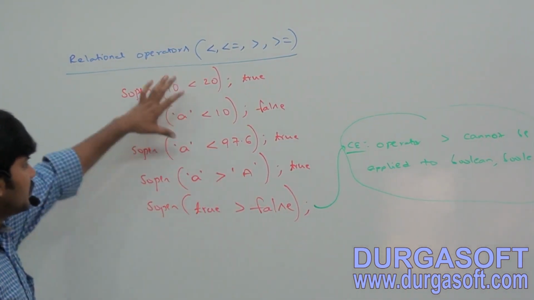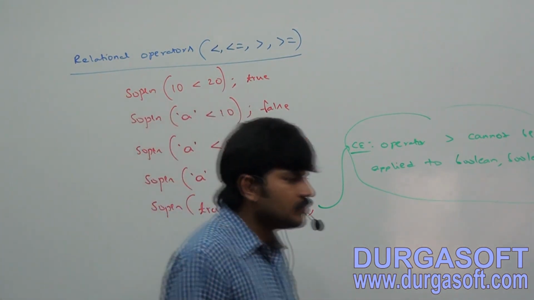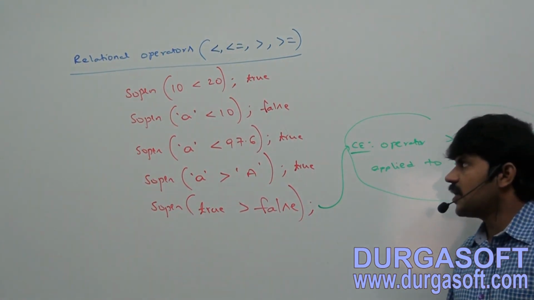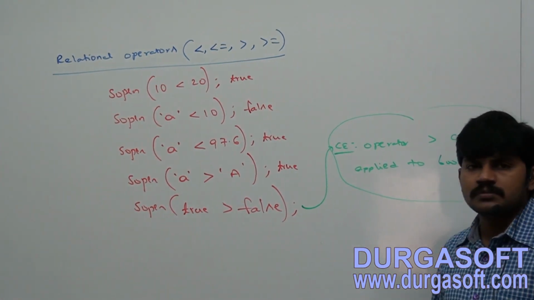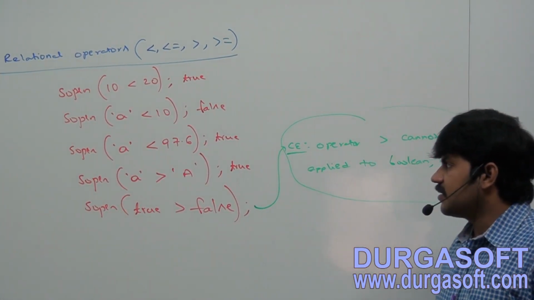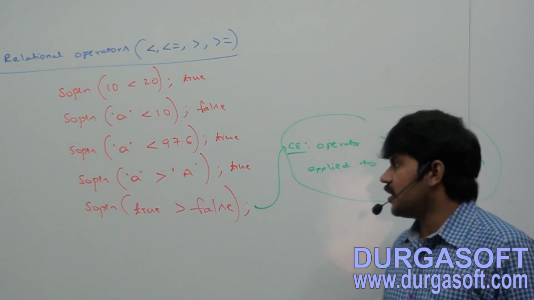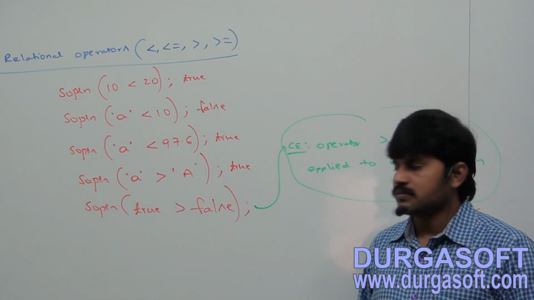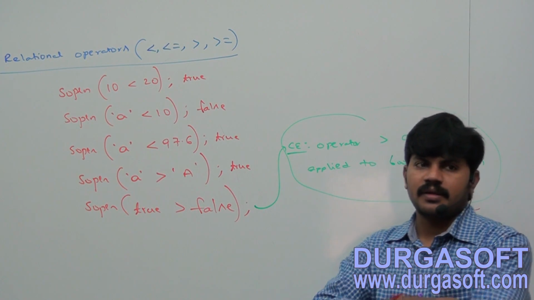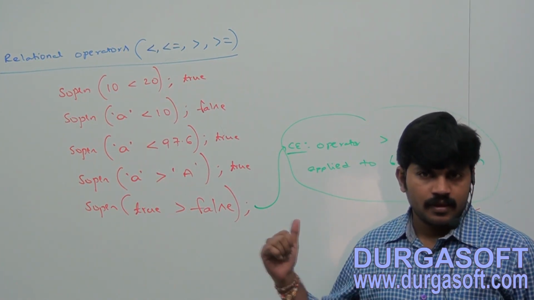Completed, right? Take this example clearly, including compile time errors also. SOP of 10 less than 20 is true, A less than 10 is false, A less than 97.6 is true, small a greater than capital A is true. Next, true greater than false. Completed, I hope.